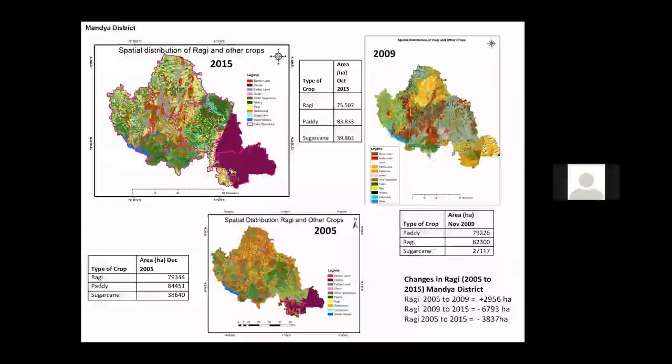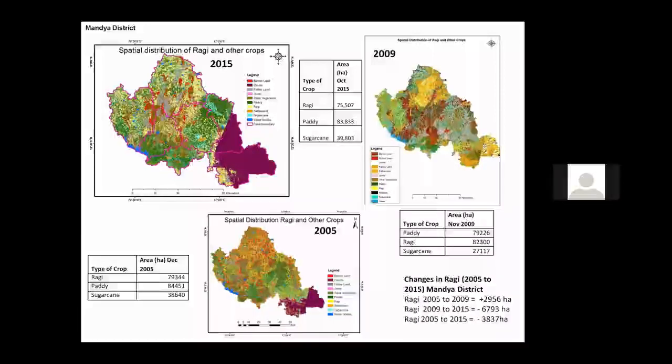of almost 6,793 hectares of ragi cultivation. So what I'm trying to say is, this kind of crop distribution and temporal change analysis, other things also can be carried out using remote sensing.